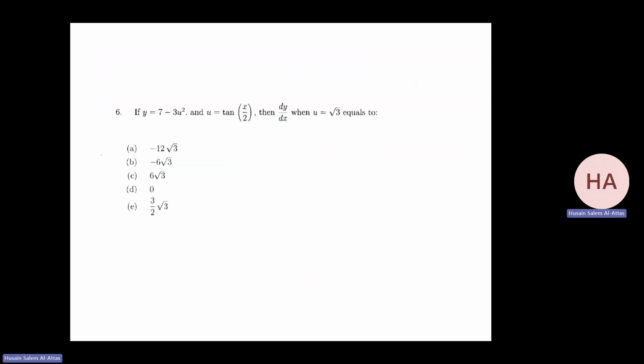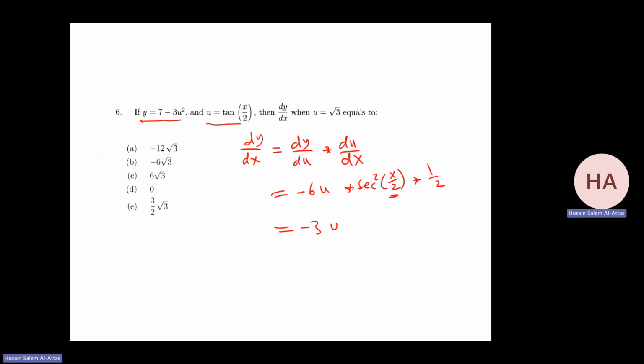Now for this one, I need the Leibniz notation: dy over dx equals dy over du times du over dx. I have y as a function of u and u is a function of x. So what is dy by du? That will be minus 6u. What is du by dx? That will be secant squared x over 2, the derivative of this, times half. So that gives me minus 3u secant squared x over 2.